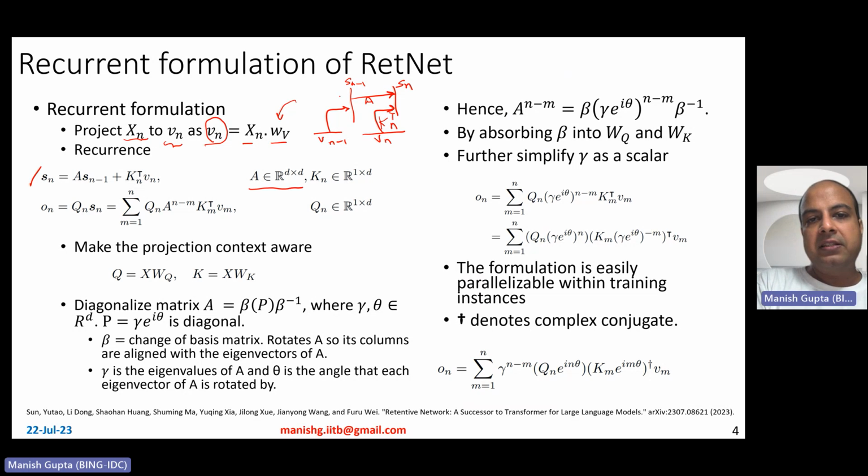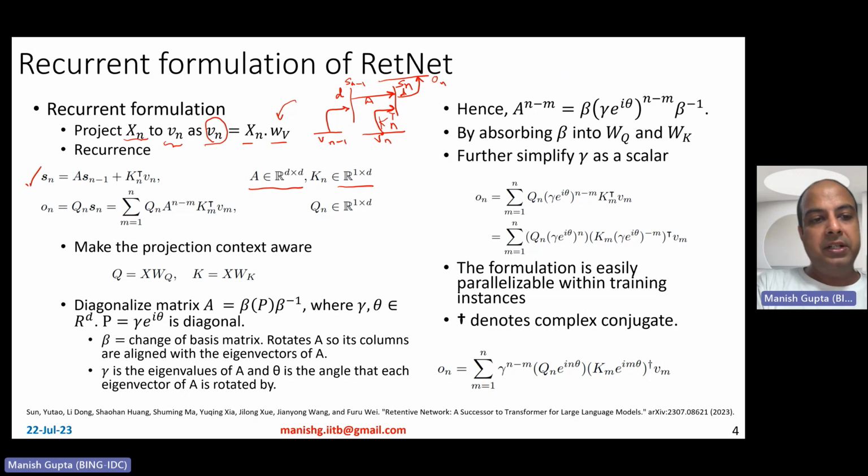So essentially, if these layers are D in size, and you think of Vn as a single number, then Kn is just a 1 cross D vector. So Kn is a 1 cross D vector, and A is a D cross D matrix. Now, after this Sn is computed at any time point, you would want to come up with a representation from this Sn. Let's call this representation On.